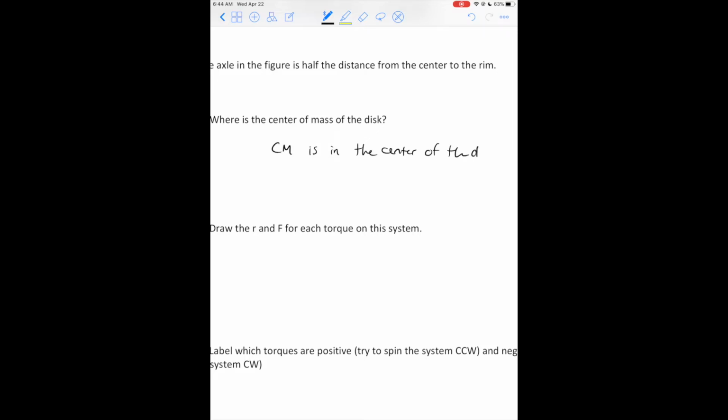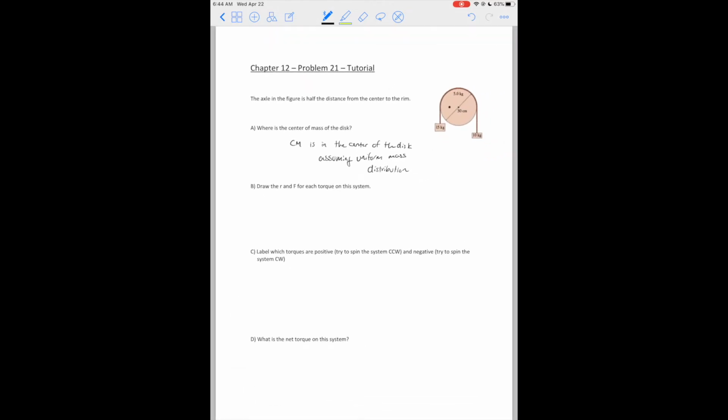of the disk, assuming uniform mass distribution. So we are not biasing. We're not saying one side is heavier than the other. And so this is going to help us place our torques when we think about the total torques on our system. We always want to put the weight of an object at its center of mass.